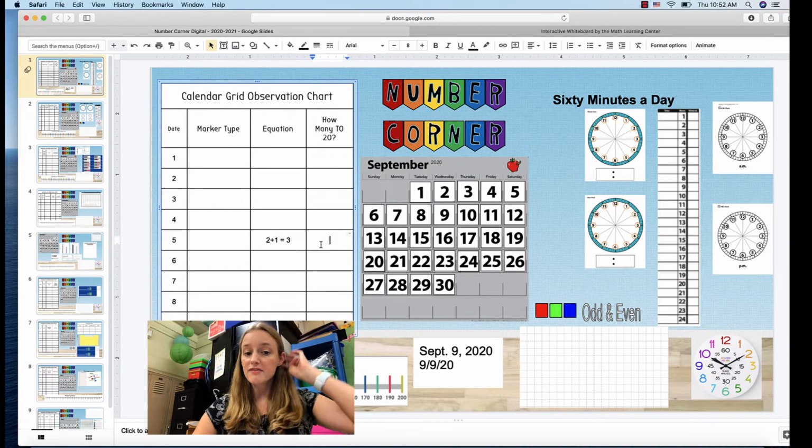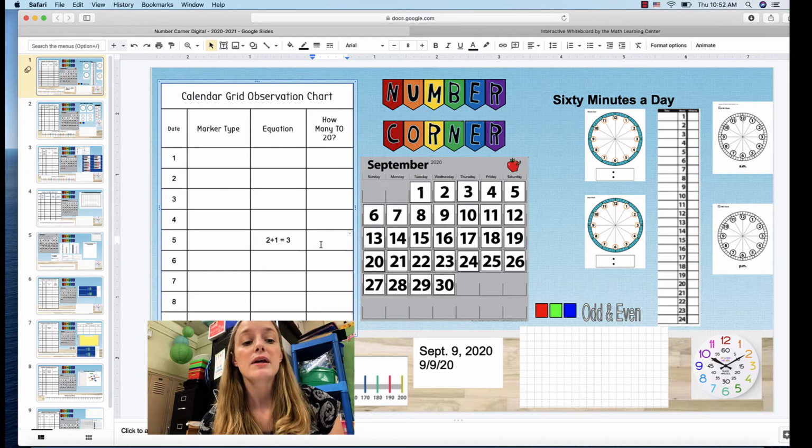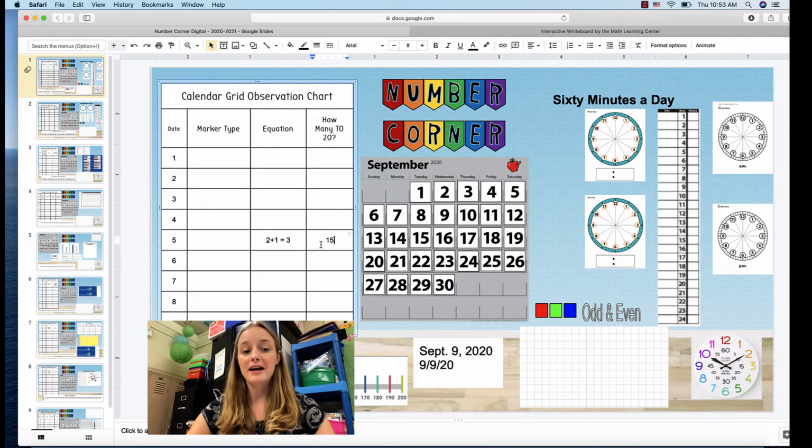So if we are on the 5th day, which I know we're not, we're on the 2nd day of school, but we're on the 9th today for the day of the month. If we were on the 5th, how many more days would it take to get to 20? So I want you to come up with that right now. Try to figure out, if we were on number 5, how many more it would take to get to 20? Okay, you should have gotten 15. There's 15 more days to get to 20 when we were on the 5th.